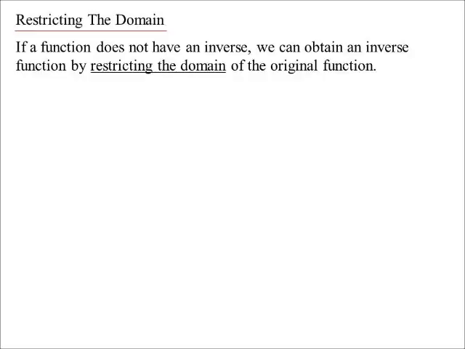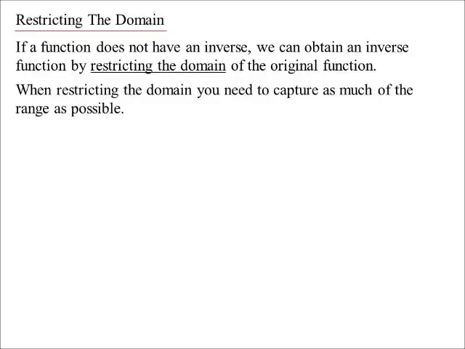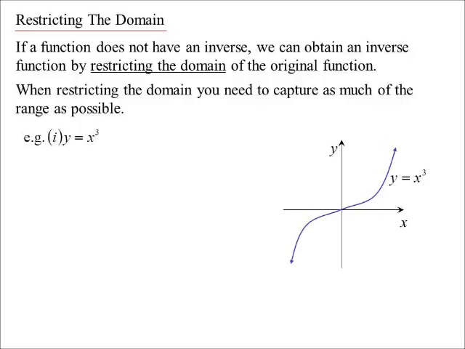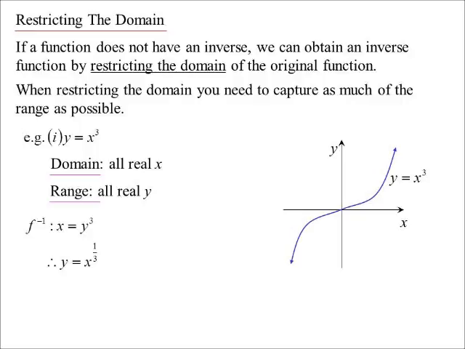Now, when I try and restrict it, I want to capture as much of the range as possible. So y equals x cubed. The y equals x cubed is going to be okay, because remember, it had an inverse. So let's have a look at it again. There's my dodgy y equals x cubed. The domain is all real x. The range is all real y. You know, in hindsight, this is possibly not the best example to pick. Because look what happens. When we swap the x and the y around, we get y equals x to the power of a third, and the domain and range swap around.